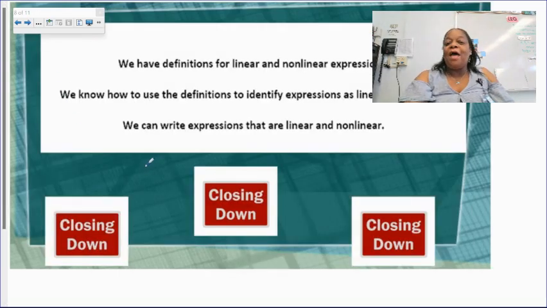All right, so we're gonna go ahead and wrap it up. Remember the definitions for linear and nonlinear. Remember what an expression is also, okay? Expressions, they do not have the equal sign.